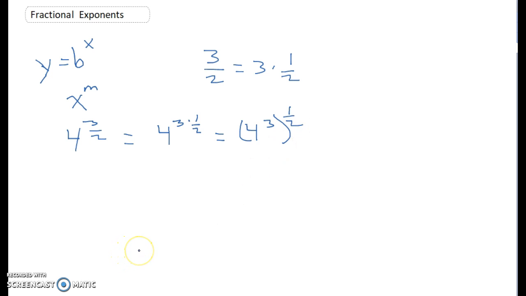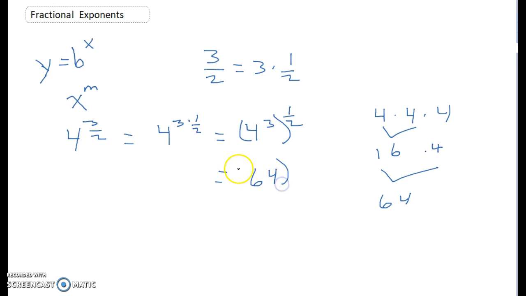Now there are different things you may do to this. We can say, okay, well, what is 4 to the 3rd? Well, 4 to the 3rd is 4 times 4 times 4. Well, 4 times 4 is 16, and 16 times 4 is 64. So now we have this to be 64 to the 1 half.